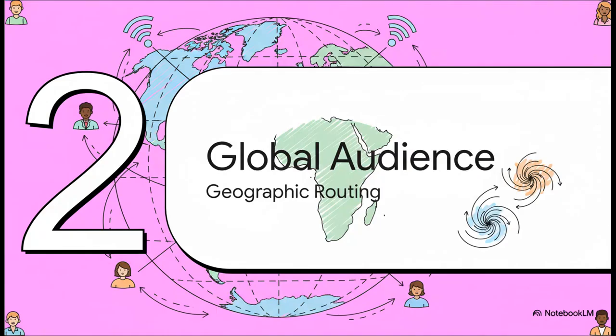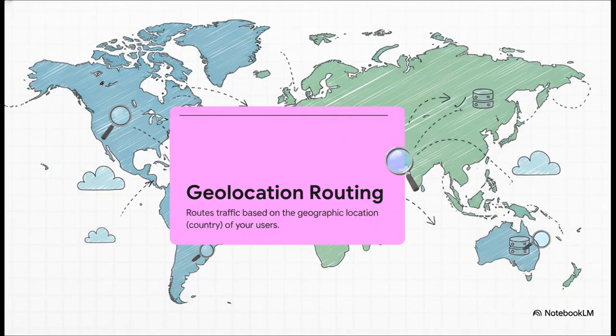Okay, so we've covered surviving disasters. Let's shift gears now and talk about serving a global audience. I mean, when your users are scattered all over the planet, you need much smarter tools to get their traffic to the right place. So, our first tool in the toolbox for this is geolocation routing.